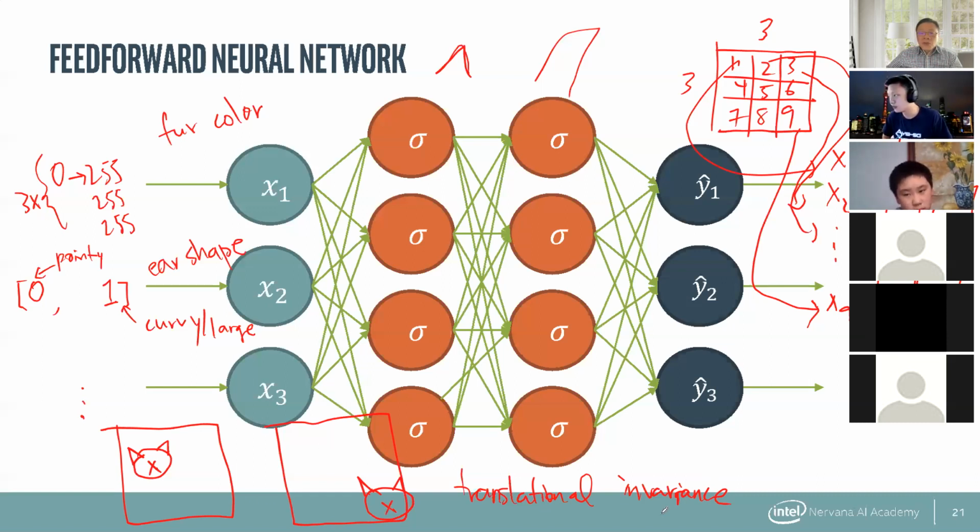A question: what does the output look like? The output here is very simple. You can either implement this as a single neuron outputting a number between 0 and 1, where 0 is cat and 1 is dog, or you can have two neurons that say there's a cat and a dog.